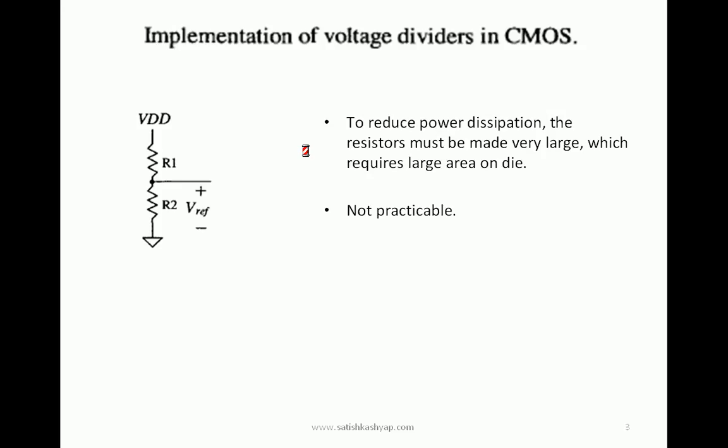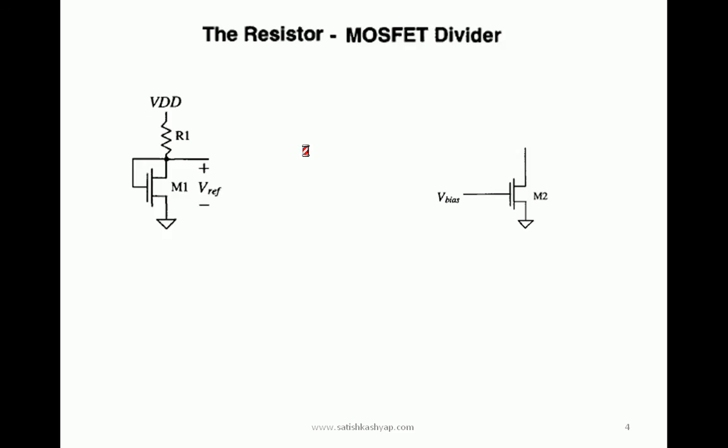The second circuit: why don't we implement resistors with transistors? That is the idea here. So this is a resistor MOSFET divider. Look at the left side, where R2 of the previous circuit is replaced with the M1 transistor. M1 is a diode connected transistor whose gate and drain are shorted, so it will definitely be in saturation with some constant current and a constant voltage as V reference. Based on that, it acts as a resistor in the saturation region. The value of that is R2.